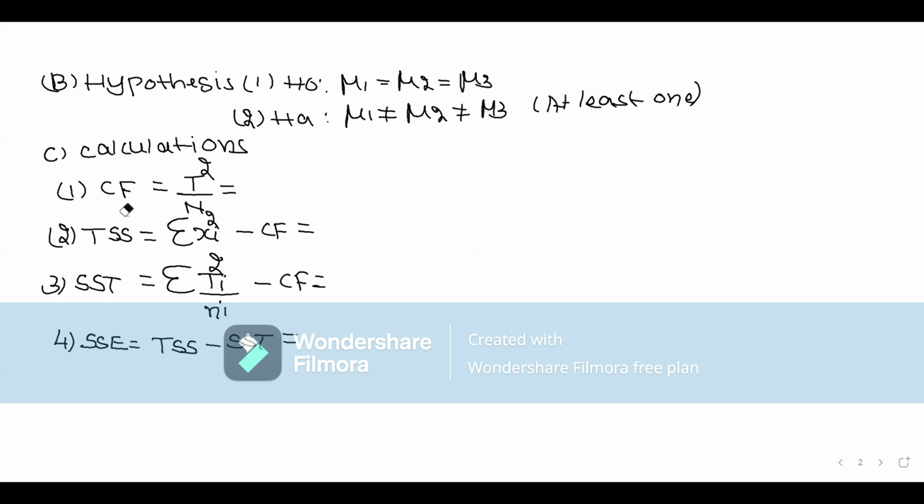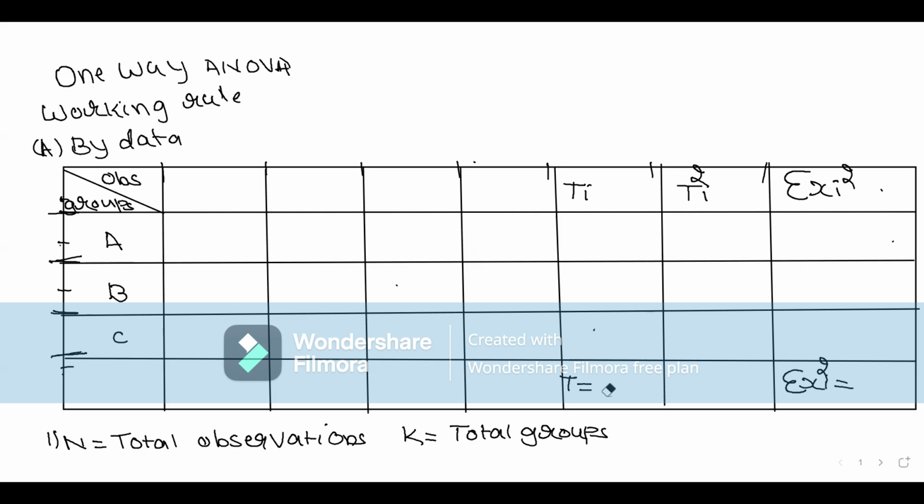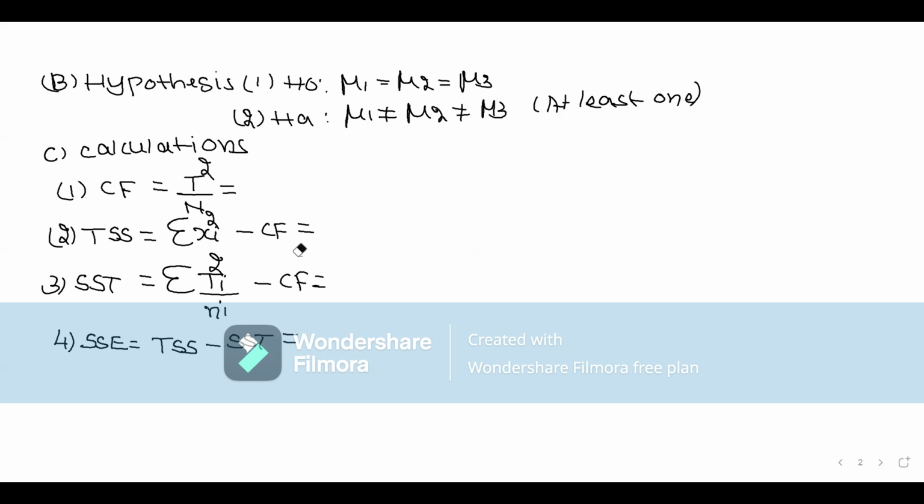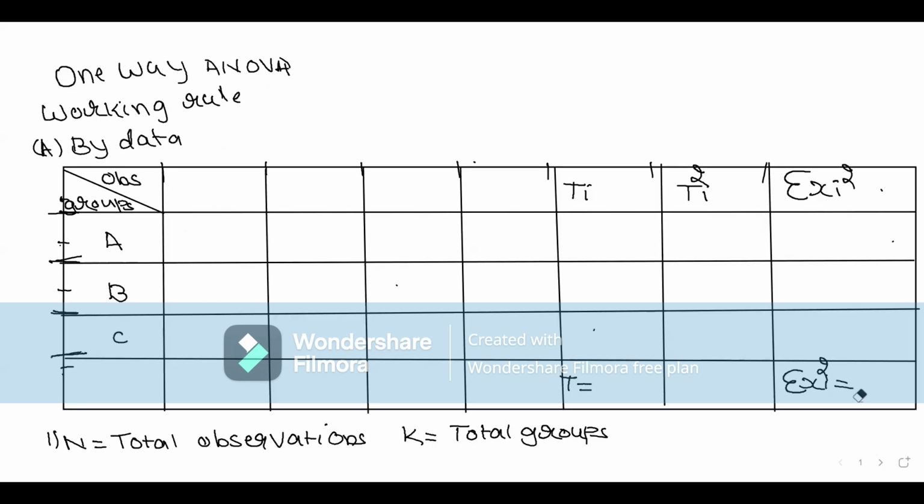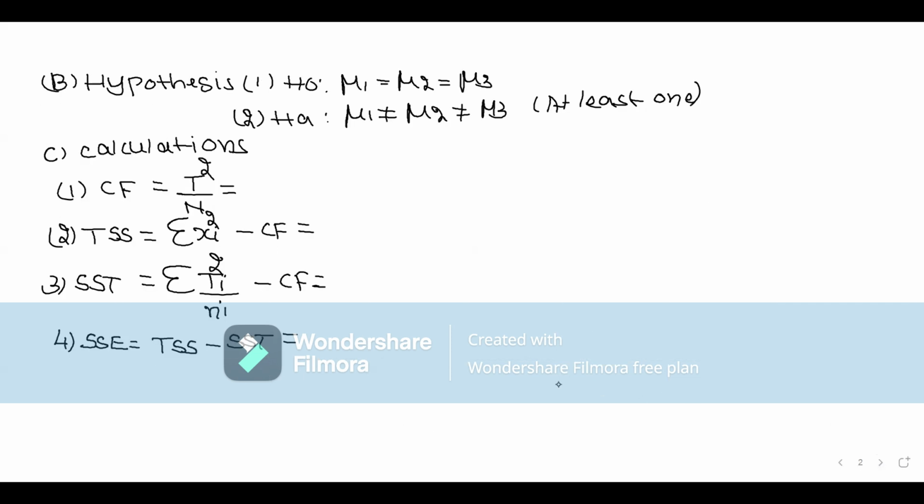Then CF, the correction factor, is T square upon N. Look here, the T square value and the N value are here. Now you can put it here: T square upon N. And TSS is the summation of xi square minus CF. Look here, the summation of xi square value is here. You take that value and keep it here. And the CF value we have already calculated, minus CF.